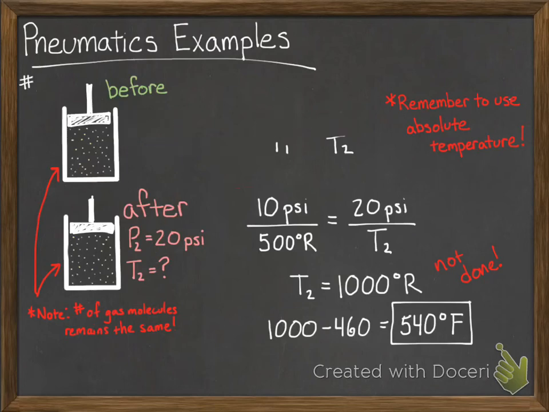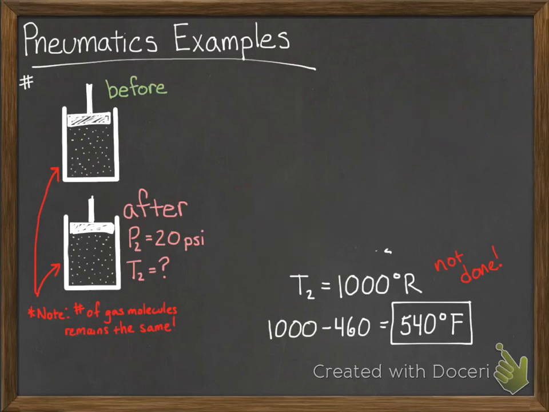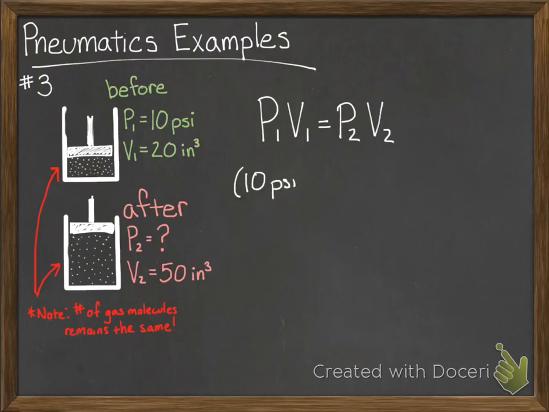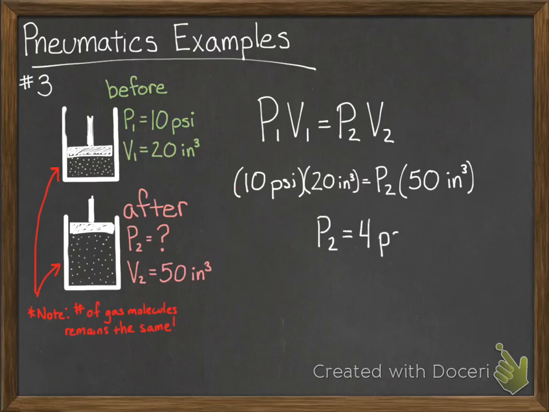Last example for you. So now we've started with a smaller volume and we're increasing the volume, and we want to know what happens to the pressure. So we're dealing with pressure and volume. We know which equation we want to use. Plug in our values. No temperature here to convert, so that's easy. And we solve for P2. We get that the new pressure is 4 pounds per square inch.